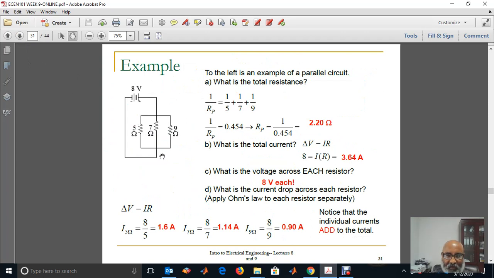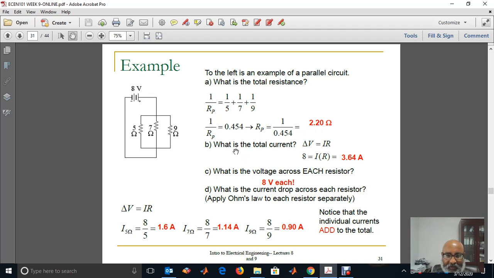Now let's do this example. In this example, let's find the total resistance. I have 3 branches: 5 ohm, 7 ohm and 9 ohm. These are in parallel. The equivalent resistance for the parallel circuit is 1 over 5 plus 1 over 7 plus 1 over 9. So 1 over R parallel is equal to 0.454. To get R parallel, we take the reciprocal of 0.454, which is equal to 2.2 ohm.